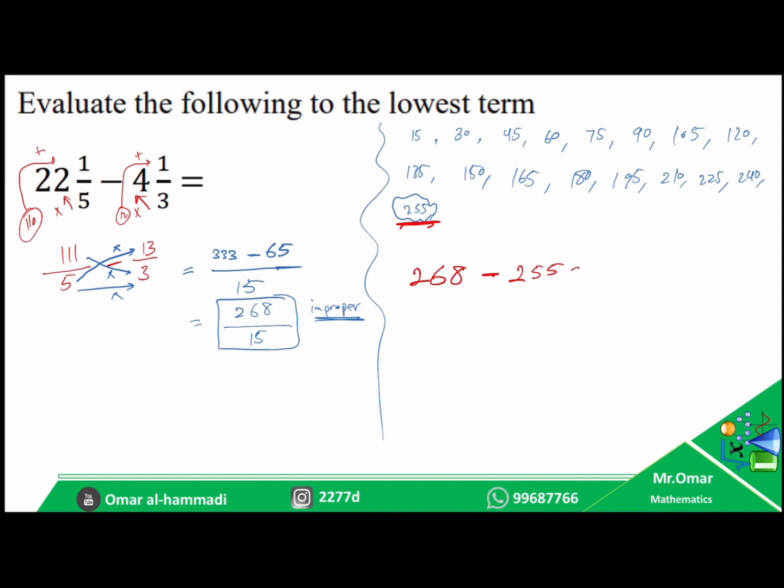What we have here: 268 minus 255 will give us 13, and that's it. So the result will be 13 divided by 15, and what will be the number here? نحسب كم مرة ضاعفنا. 1, 2, 3, 4, 5, 6, 7, 8, 9, 10, 11, 12, 13, 14, 15, 16, 17. So 17, that's it. This is the result. Great.